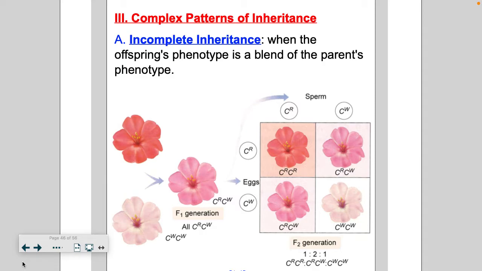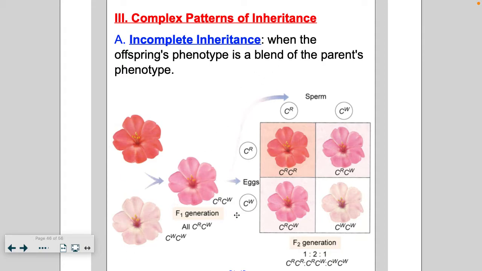So the first type of complex patterns of inheritance is called incomplete inheritance. And this is when the phenotype of the offspring is a blend of the parents' phenotype. And this is the reason why people in early ideas of genetics thought that you are a blend between your parents, because they saw this in some flowers. So what that says is if you have a red flower and you cross with a white flower, the offspring are pink. Notice that this new phenotype is a blend of the parents' phenotype.